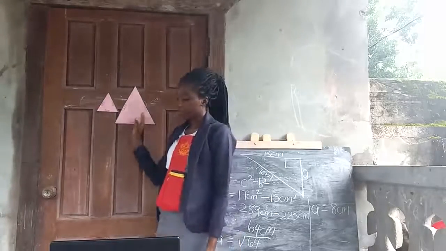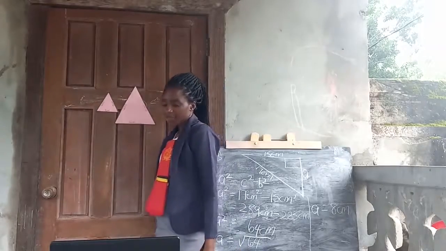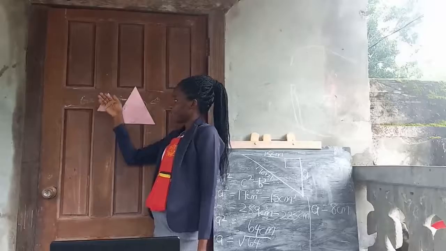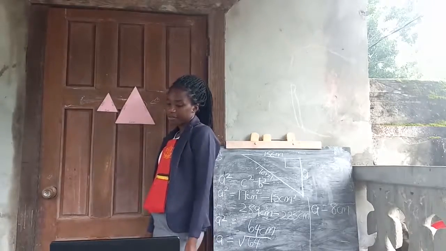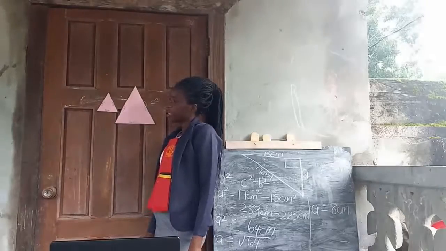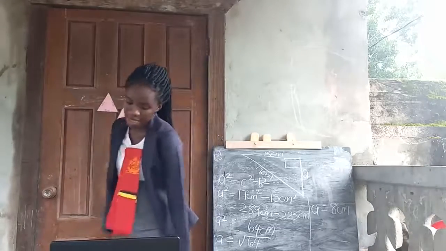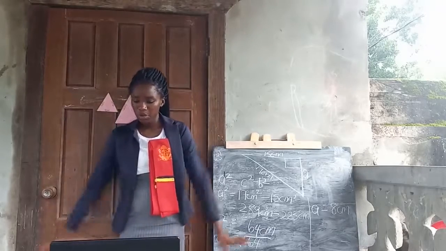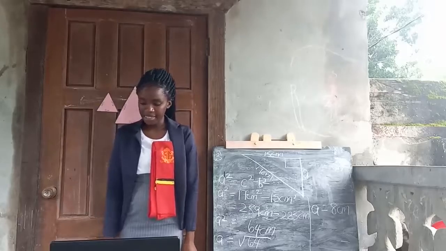Okay, so I have two triangles here. Can you look at these triangles, please, and tell me what you can observe about them? So take a minute, observe, and then let me hear what you realize about the two triangles. Yes, Krishna.